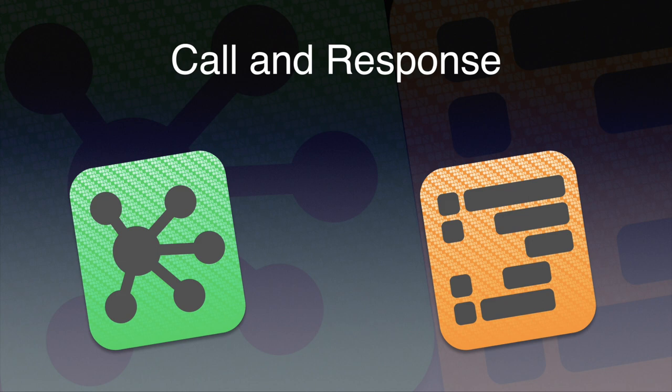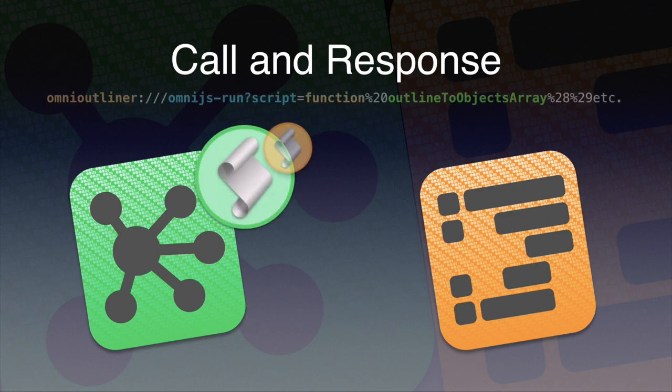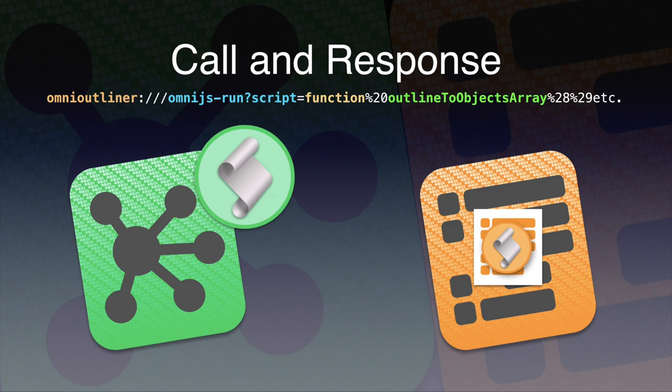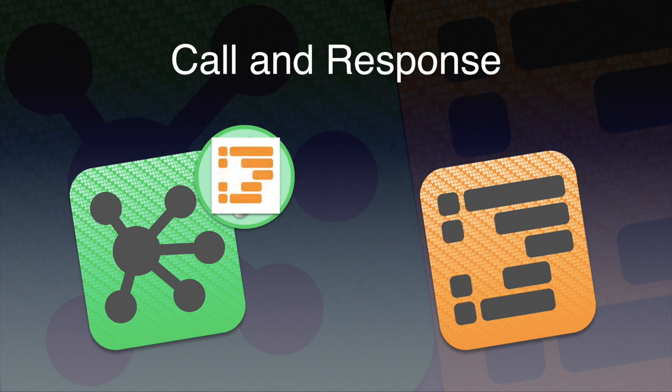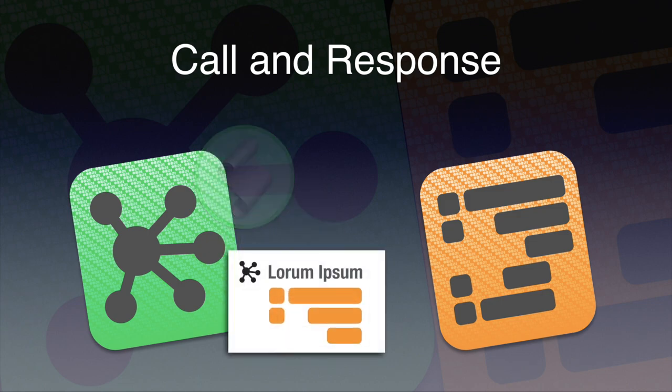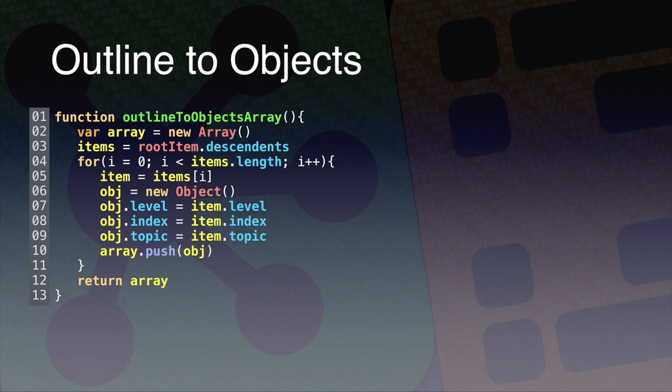Instead of making callback URLs or anything, what you can do is have a script that runs another script targeting the application, gets the result of that, brings it back to your main script, and then your main script can use that data to create whatever it needs to do. So in this example, I'm going to go to Omni Outliner, grab the outline of a presentation, take it back into OmniGraffle, and turn it into a presentation.